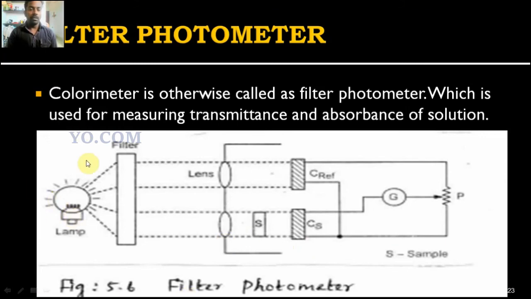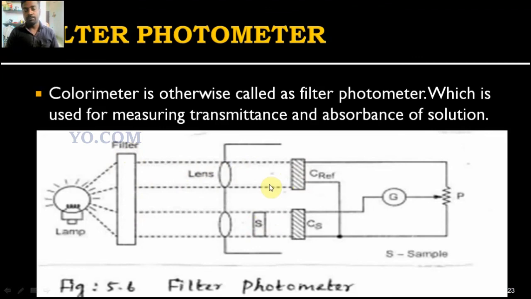Here we have the lamp, that is the light source, which produces light of different wavelengths that is given to the filter. The filter is used to filter the light source. The light passes through the lens. The lens is used to convert the different direction lights into a parallel beam. Then here we have the sensors. This is a container, and we carry the sample here.